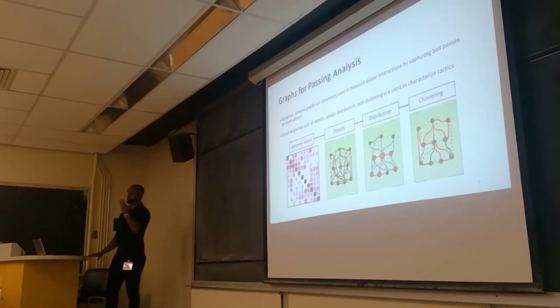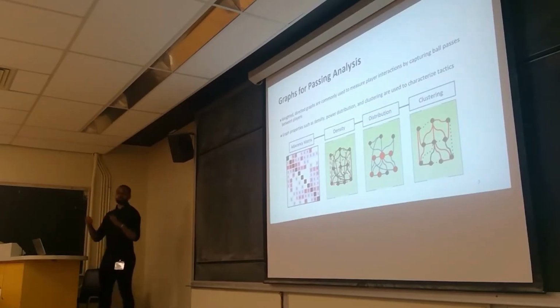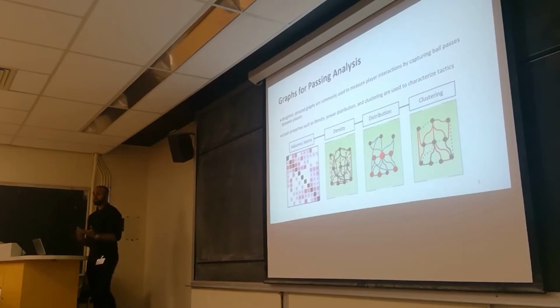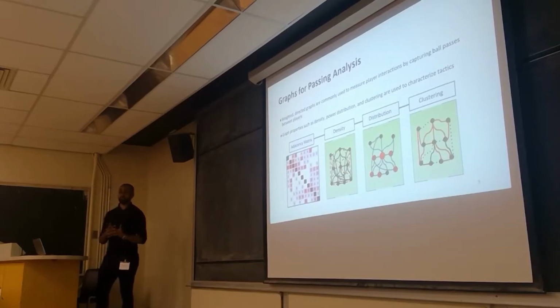What's currently used in the literature and in performance analysis are what we would call weighted directed graphs. If the vertices in our graph would be the players themselves on the field, whether those players are passing to each other would form edges in the graph. And those edges would be directed because, of course, if player 1 passes to player 2, that's distinct from player 2 passing to player 1. And they're weighted. The weight simply reflects the number of passes being played between the players. And the whole point of this is so that you can exploit these graph properties like density, distribution, and clustering to give us some kind of sense of the tactical approach of the team.